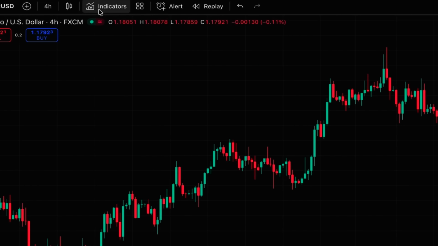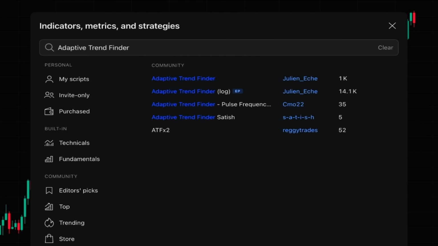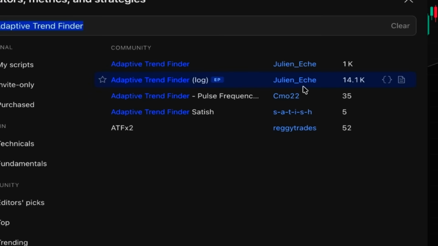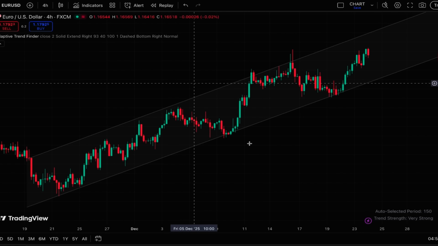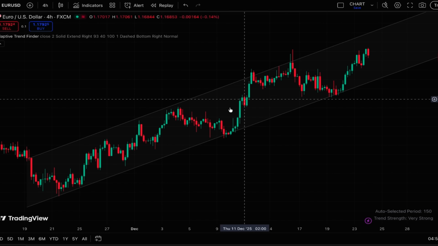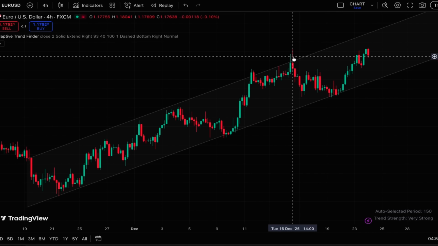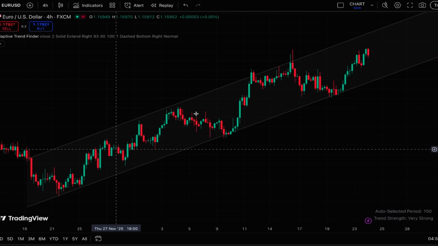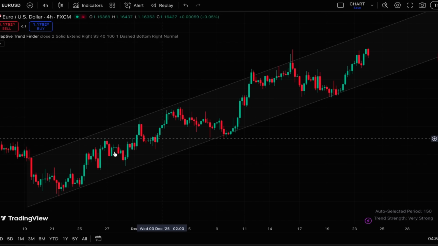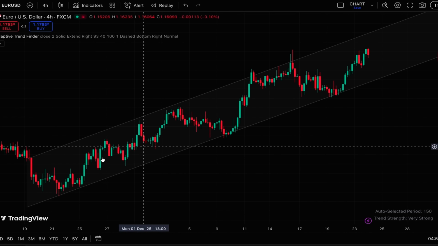Alright, the next indicator is called Adaptive Trend Finder. This one is an editor specs indicator and written by Julian H.A. Alright, when you add this indicator to your chart, the indicator automatically draws a trend channel for the current trend of the market. It calculates the best channel that perfectly fits the current trend of the market and shows it for you, so you can have a clear picture of the price that is moving in that direction.